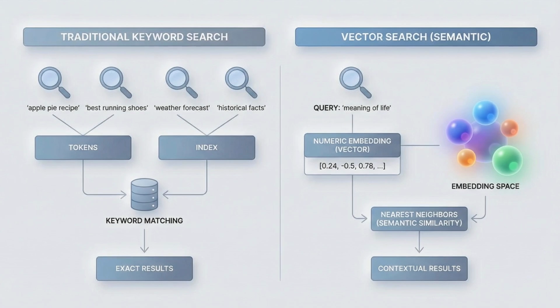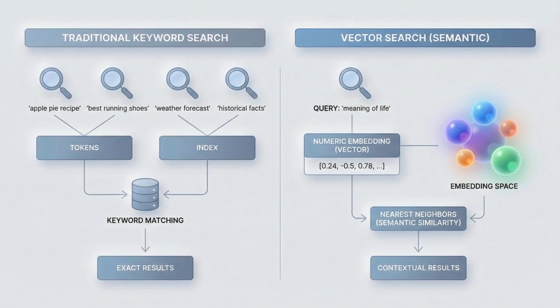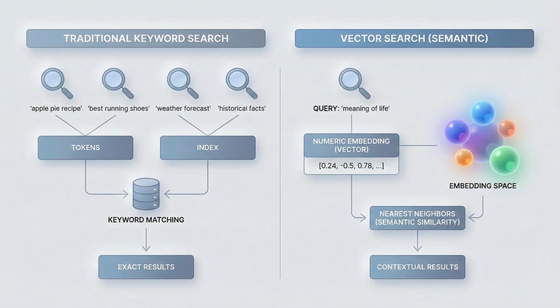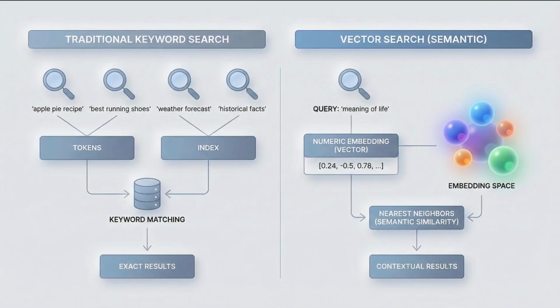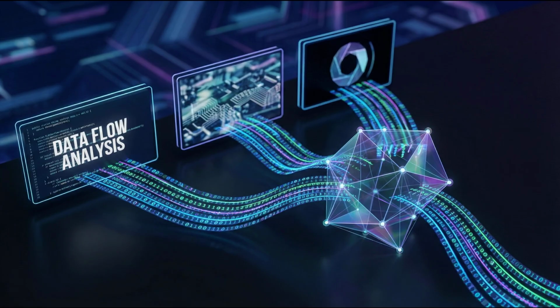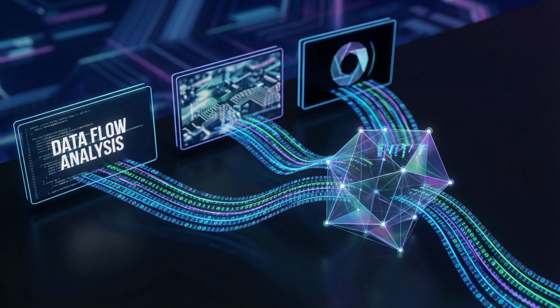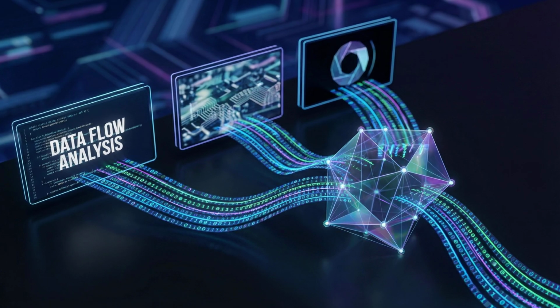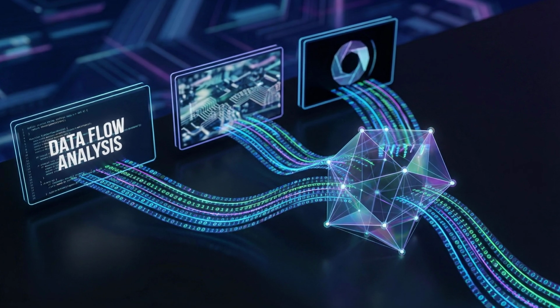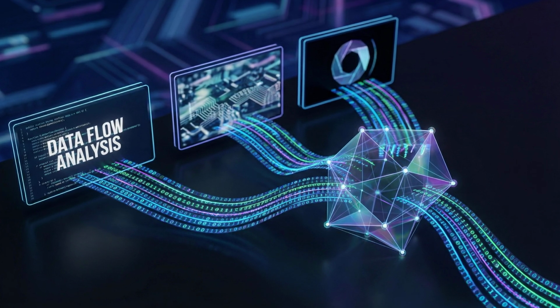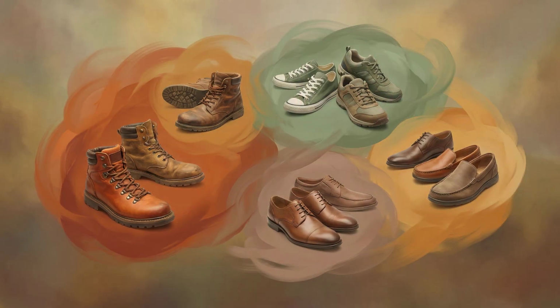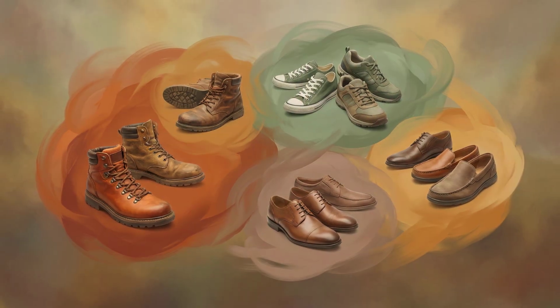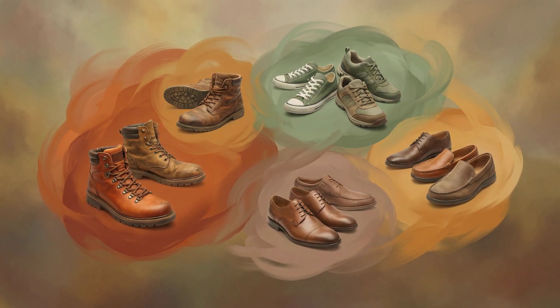Here's the key difference from the old baseline. Traditional search scans for overlapping tokens, keywords, exact phrases, maybe a bit of stemming or synonyms. Vector search turns the content into numbers that capture semantics, then compares those numbers to see what's nearby in meaning. So rather than asking, does this page contain the word boots? It asks, does this page live in the same region of meaning as comfortable hiking footwear?